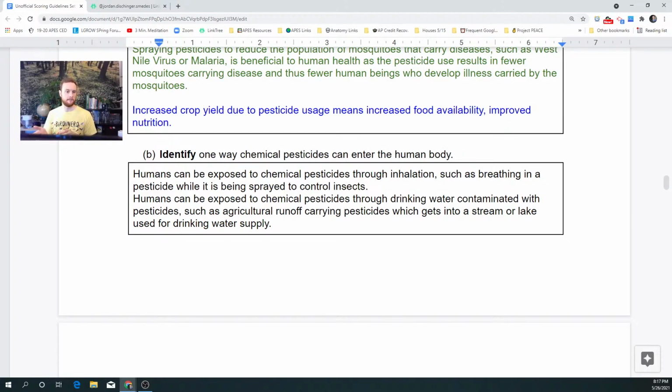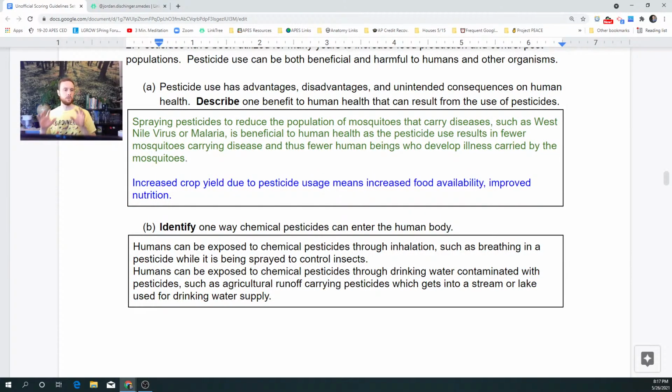So if they're sprayed on a field, we could breathe them in if we're nearby. If we eat food where they were used, it could get into our bodies by eating the food. So there is an easy identify. Two easy points right off the bat. Make sure you take your time here. I said this in the last live stream, and John said it there as well. Take your time.